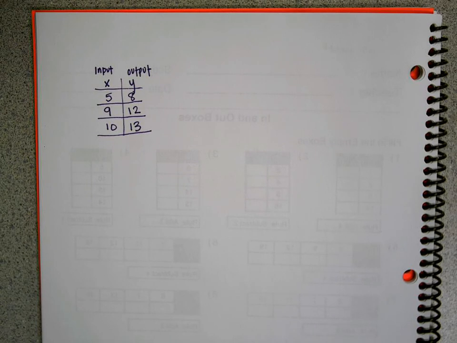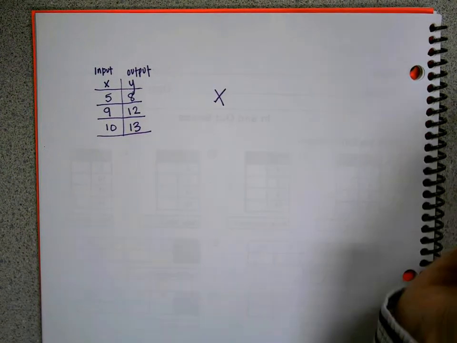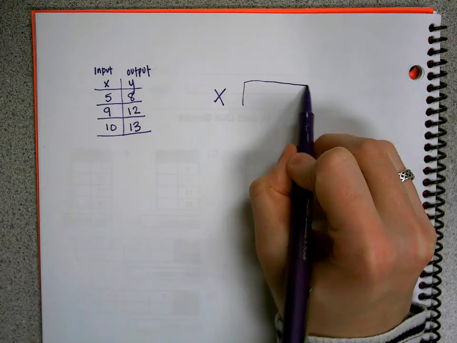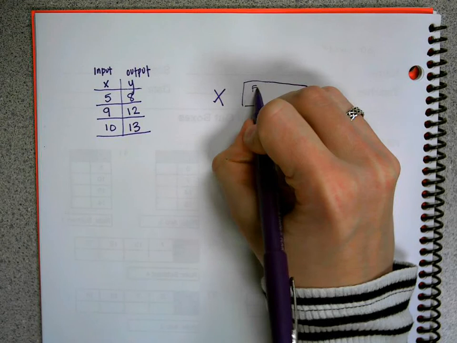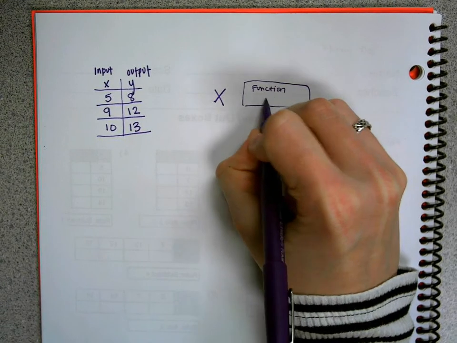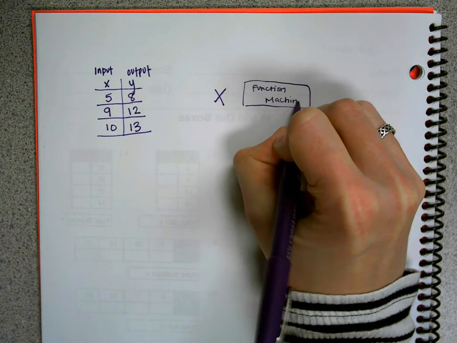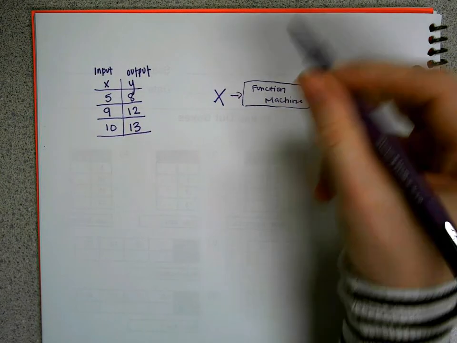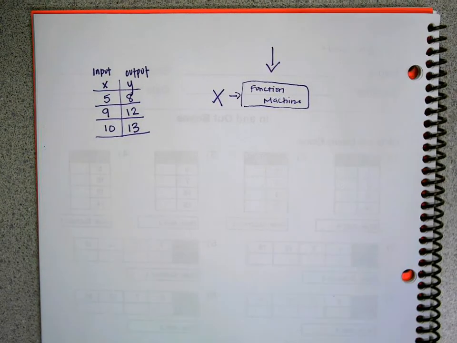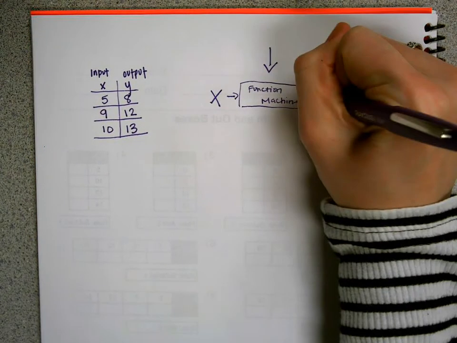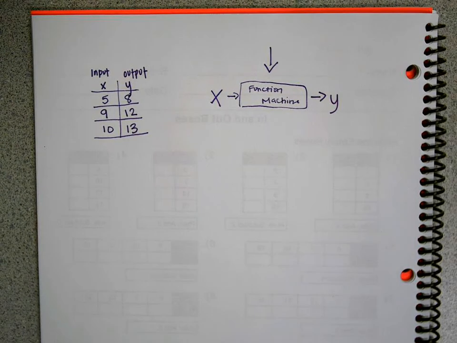Okay, so remember that we put X into the machine. So here's our function machine. You put X into the machine, something happens inside of there, and then we get out Y. So we want to find out what's happening inside the function machine, okay?